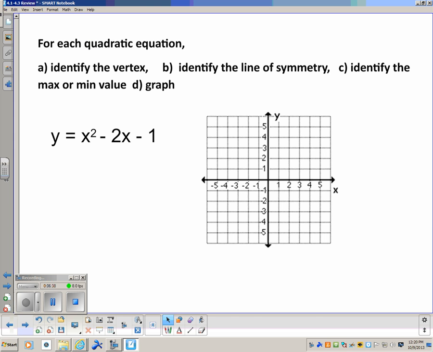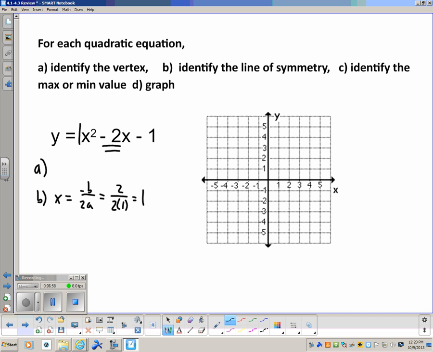Next one here is a different form. So this one's a little bit different here. It says identify the vertex of this one. So I'm actually going to find my line of symmetry here first. If you remember how to find the line of symmetry, it's opposite of b over 2a. My b value here is -2, so the opposite of -2 there is 2, all over 2 times my a value there of 1. So I end up getting 1. So x there equals 1.